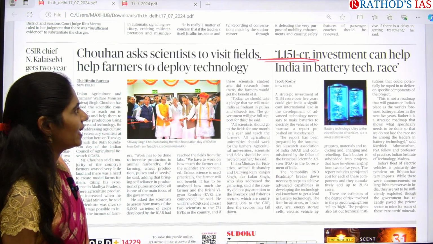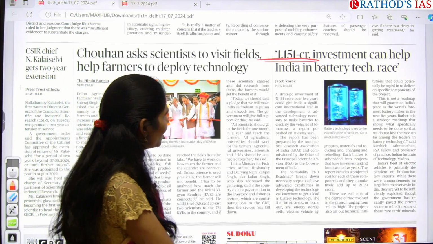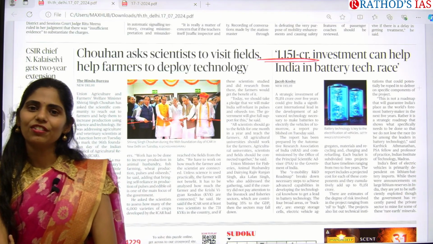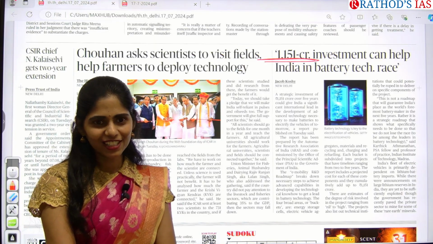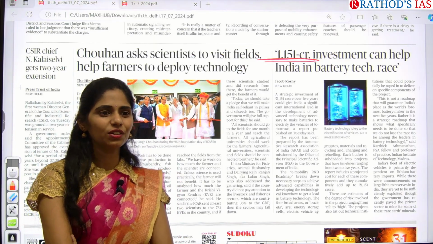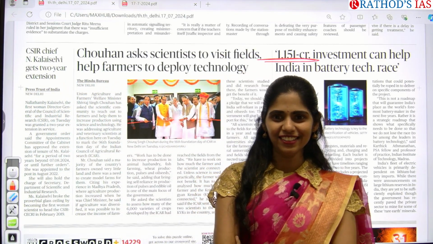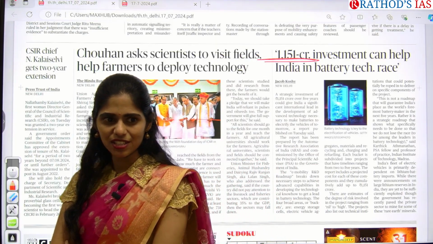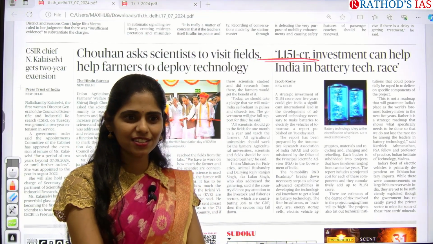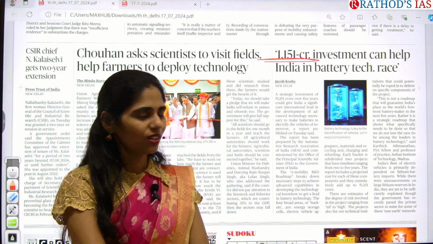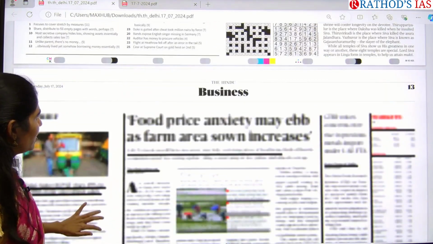1,151 crore investment can help India in the battery technology race. Is it important? What is this battery technology? Why do we need batteries? Where can we use these batteries? Mobiles, cars, everywhere. Whichever electronic device you are taking, we need this battery. And actually, we are getting these batteries from outside. So when we get good investment in this, we can produce our own, so that we can decrease the cost of electronic products and even increase our exports. Okay, that is the thing you have to focus on. That's it. Nothing more about that.